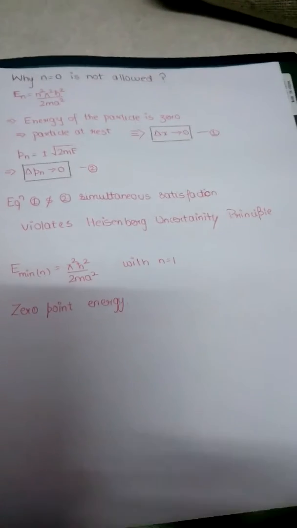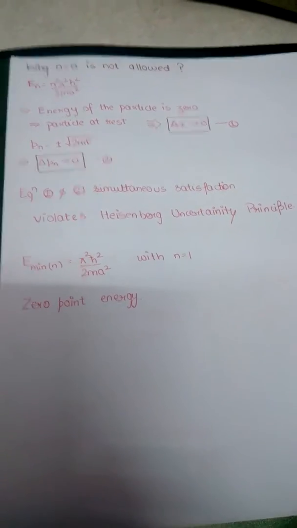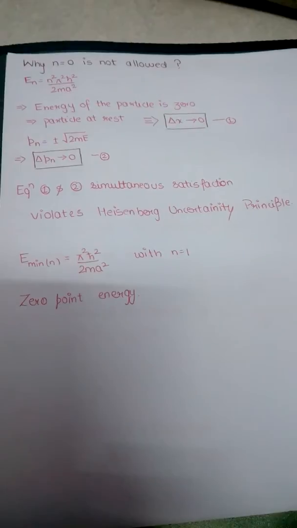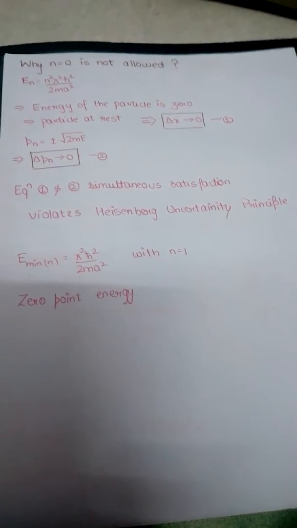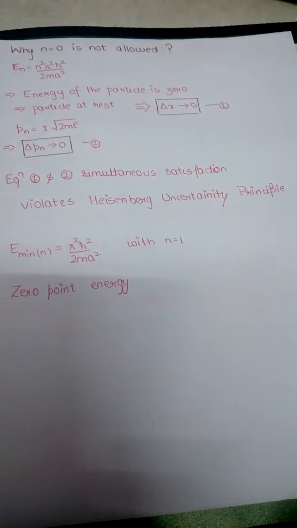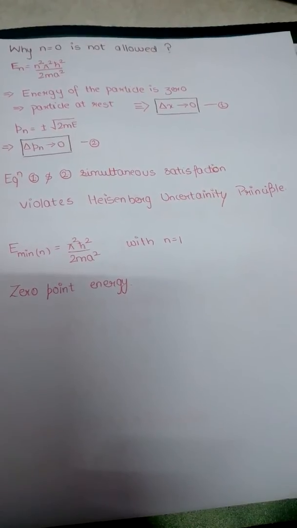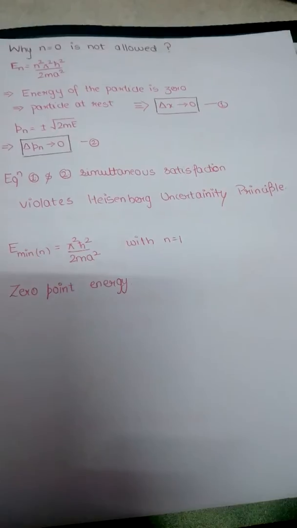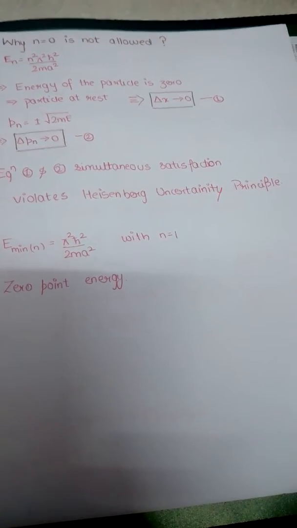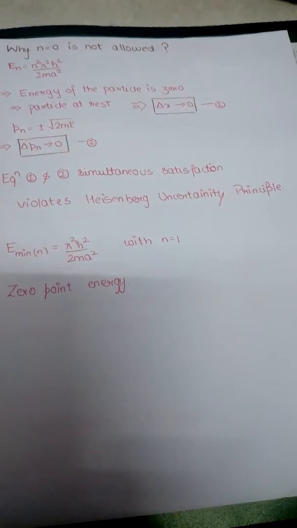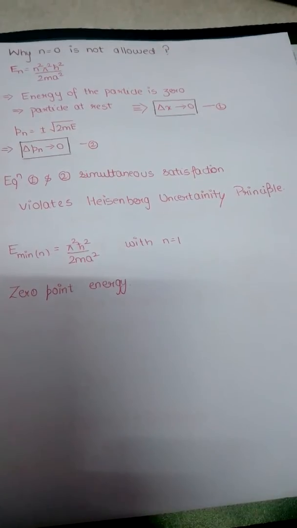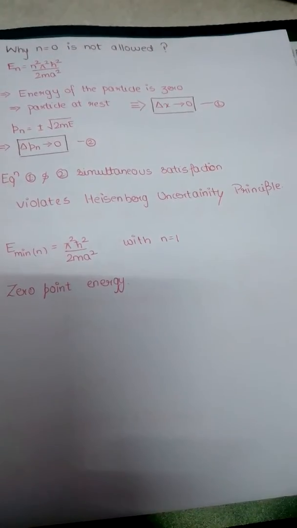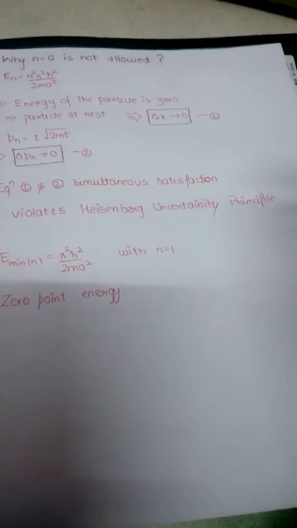But why is the n equals 0 state not allowed? n equals 0 implies 0 energy of the particle in the ground state, which implies the particle is at rest. But 0 energy also means the momentum is 0. So the two conditions violate the uncertainty principle. In order to uphold the uncertainty principle, we need to avoid this condition, and the ground state is n equals 1, which is also called the zero point energy.